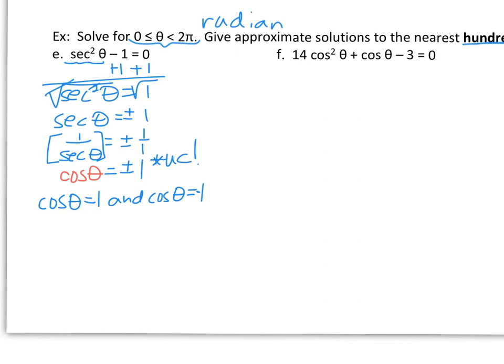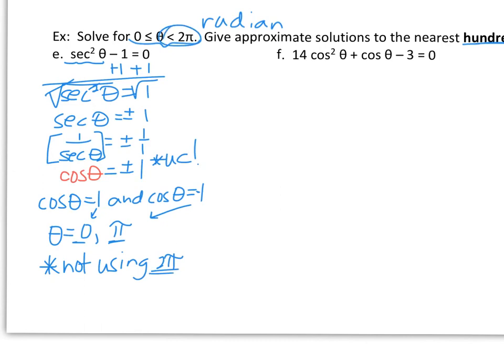So we're on the unit circle. Does cosine equal positive 1? Well, that would be at 0 radians. And where does cosine equal negative 1? That would be at pi. So there are only 2 answers, one for positive 1 and one for negative 1. Notice we're not using 2 pi as a solution because 2 pi is beyond our radian values. Remember, it says less than 2 pi right here, so we can't include it as an option. Therefore, we use 0.